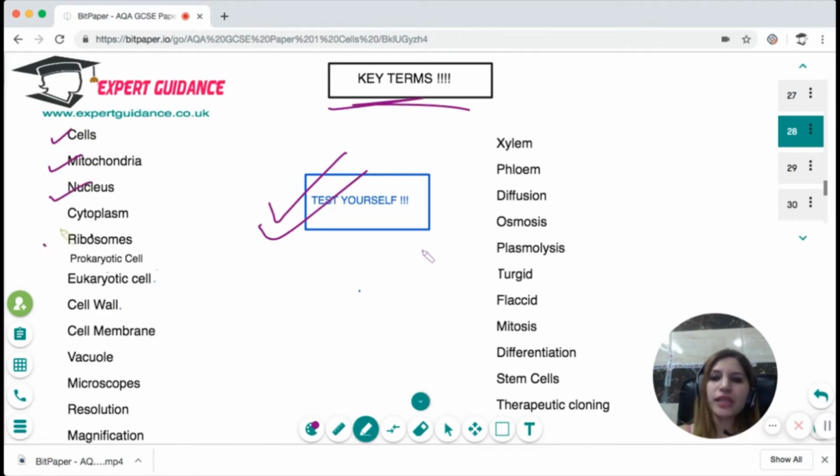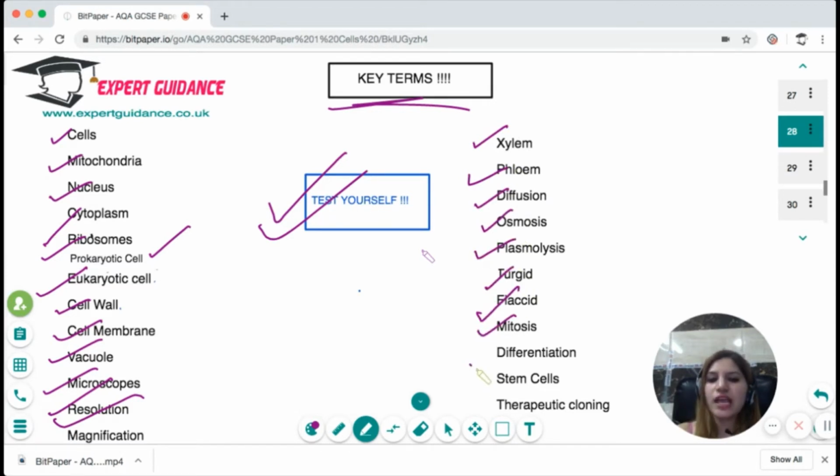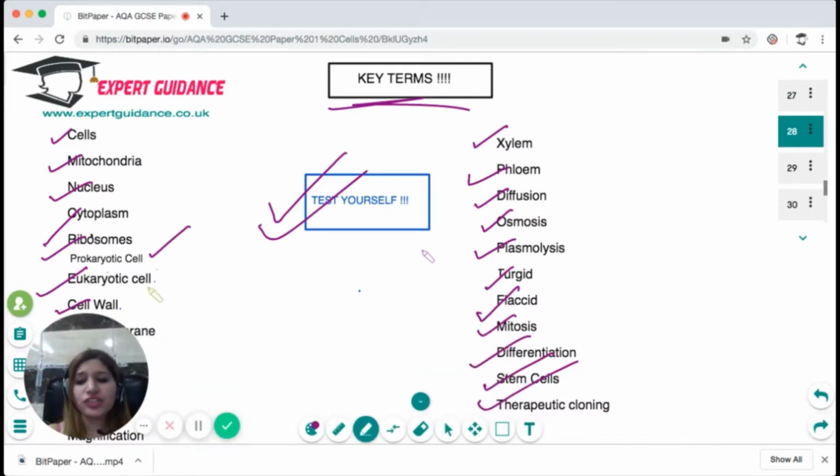Mitochondria, nucleus, cytoplasm, ribosome, prokaryotic, eukaryotic cell, cell wall, cell membrane, vacuole, microscopes, resolution, magnification, xylem, phloem, diffusion, osmosis, plasmolysis, turgid, flaccid, mitosis, differentiation, stem cell, therapeutic cloning. If you are still not clear with these terms, I would recommend you to go back, watch the videos, and then try over these key terms. So now you can pause the videos and have a go on trying these key terms.